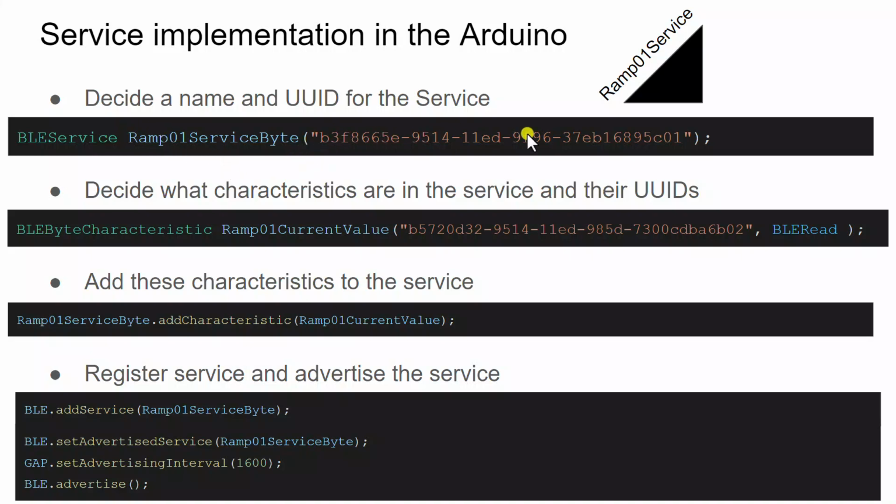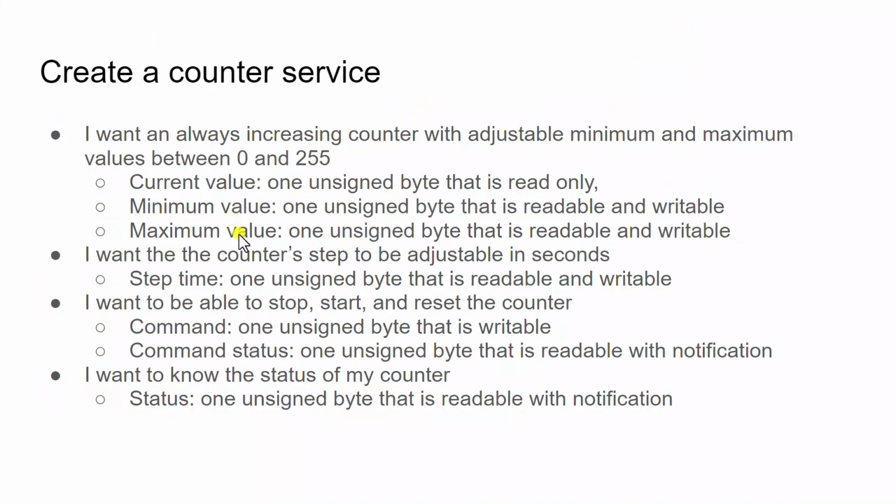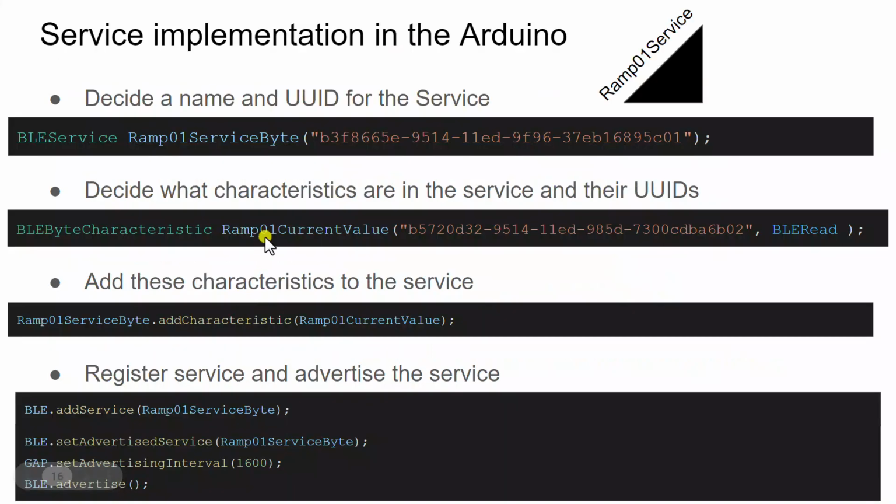And the services have to have different UUIDs. So for this first one, this is the UUID I chose, and then each characteristic has its own UUID. So then you create all those characteristics. These would each be the characteristics of the commands, the step time, and all that. So you create a bunch of those, each having their own UUID, and for example this one, and whether they're read, write, notify, and all that.